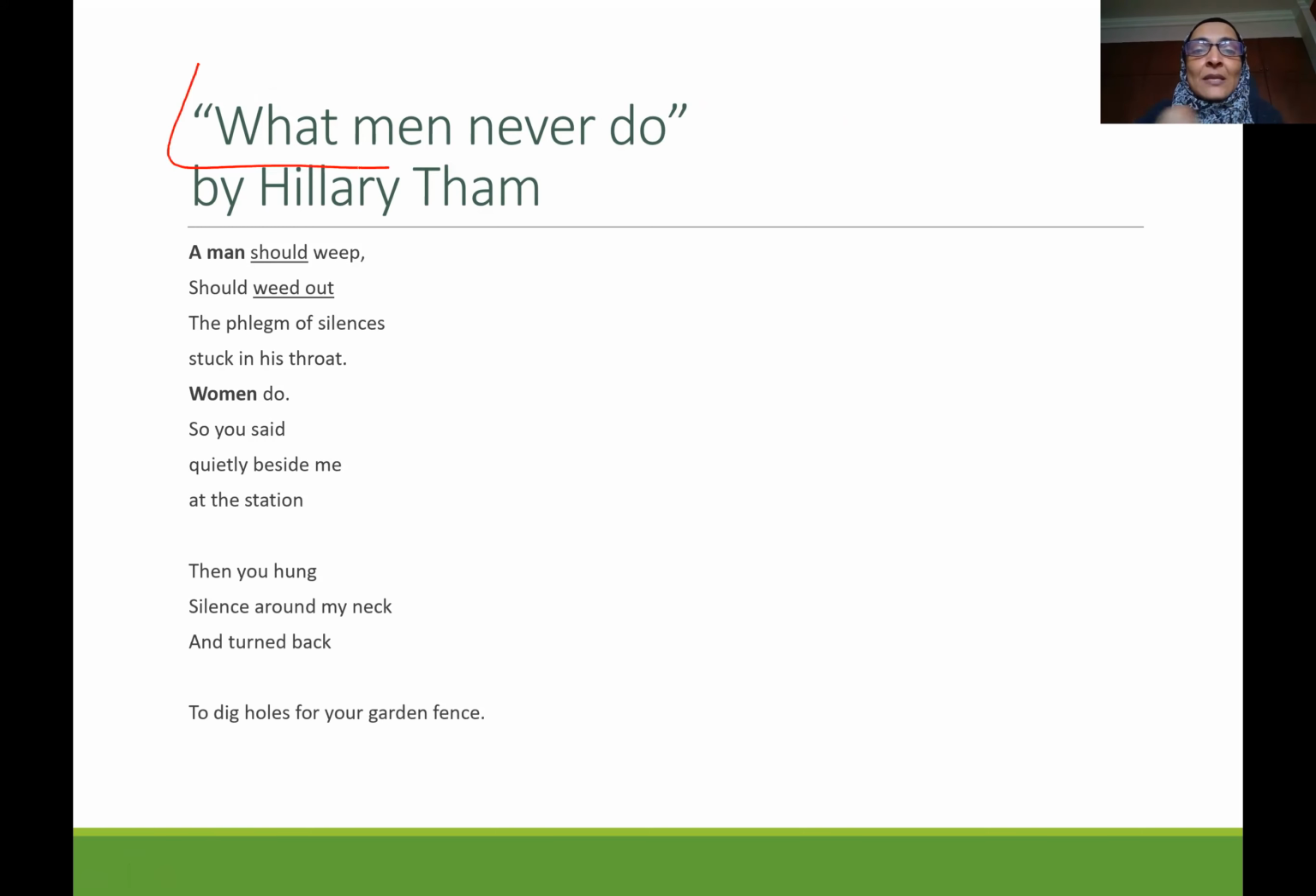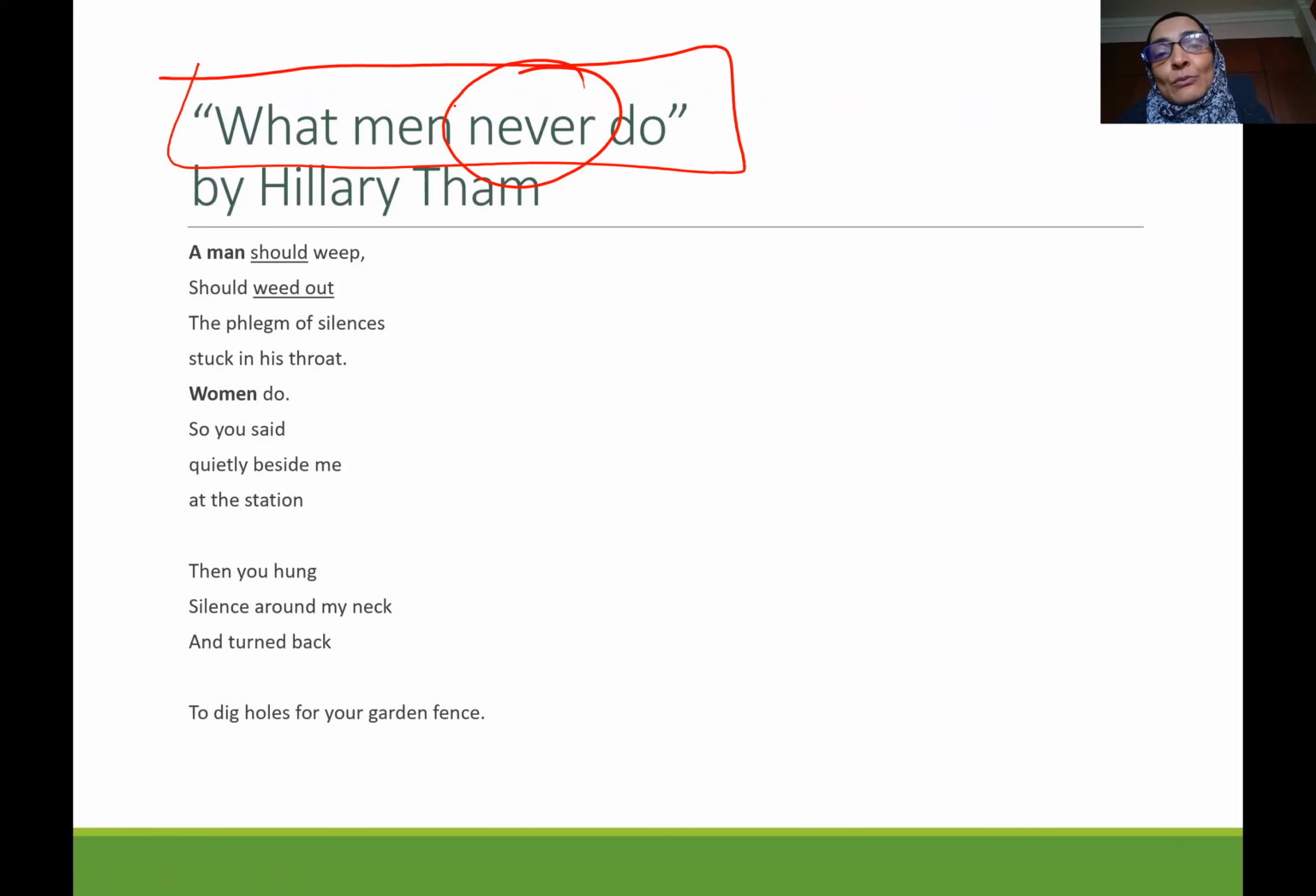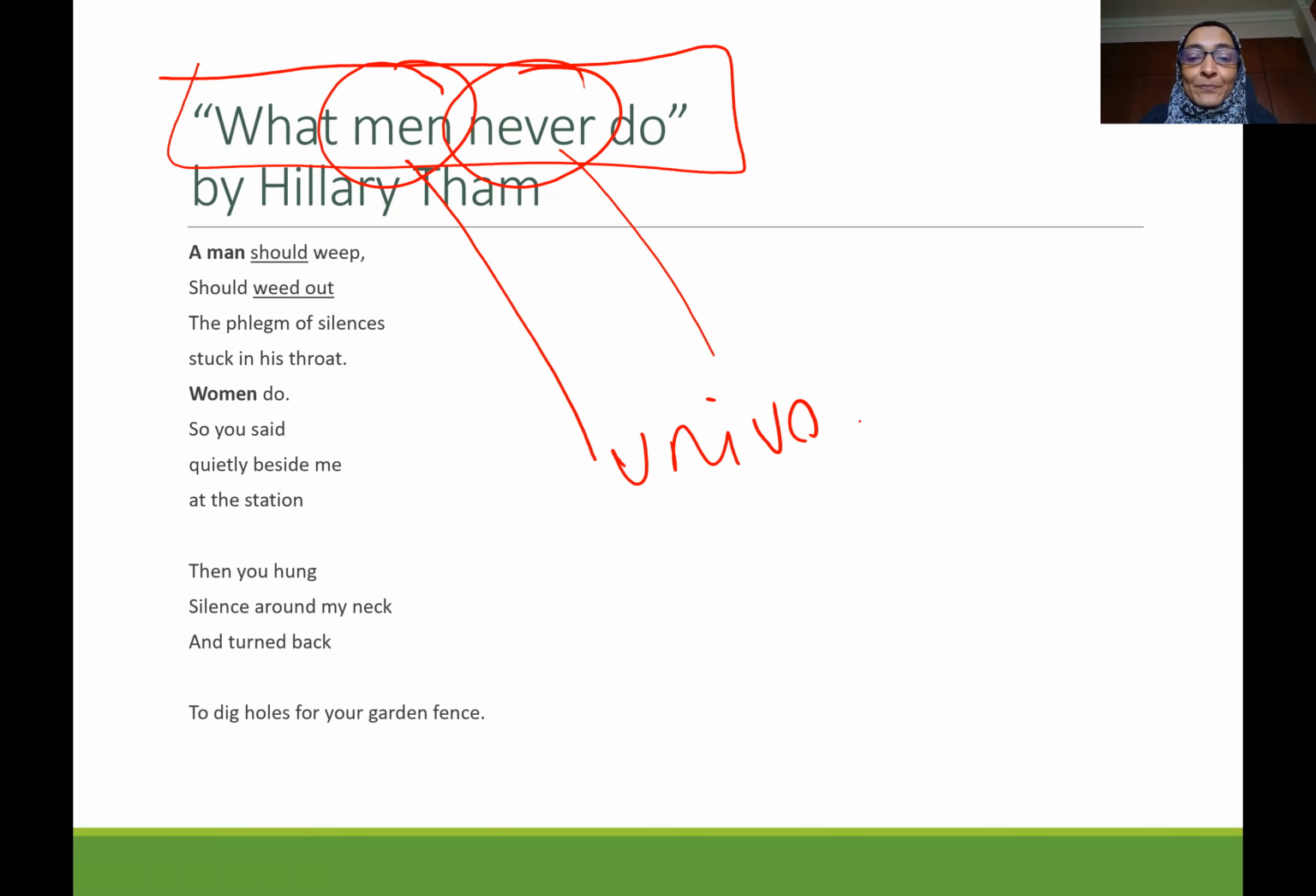The title of the poem is What Men Never Do. So straight from the title, she's already suggesting that these are some things that men never do. So you may look at this and ask yourself how far this poem is true, because the title says What Men Never Do, not what certain men never do, not what Malaysian men never do. It's very universal. There's a kind of universality in the title itself, right? So have a look at this poem.